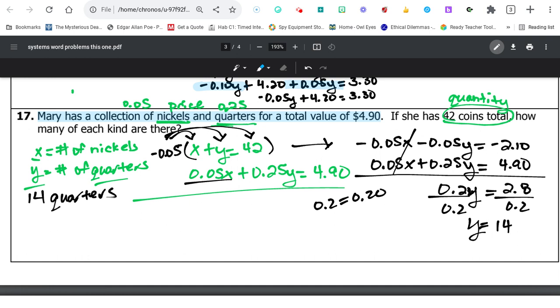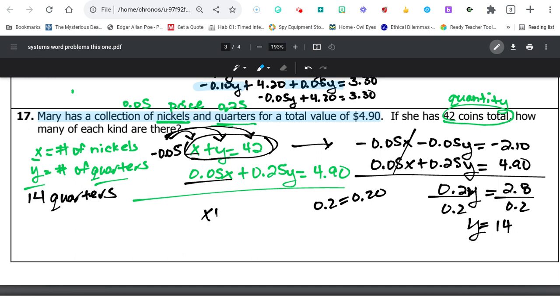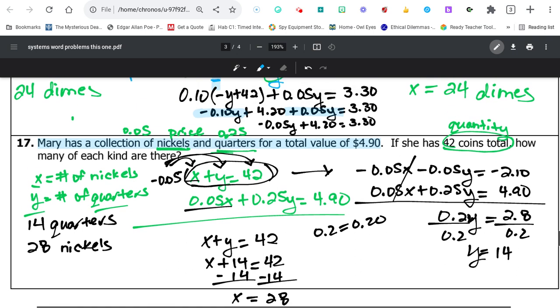I'll be honest, I like elimination better than I do substitution on these decimal problems. And then for the x, I'm going to use this equation. It's simple. x plus y equals 42, and I'm going to change y to 14. x plus 14 equals 42. Subtract 14 from both sides. 42 minus 14. Oh, it's much easier. So 28 nickels. Substitution is a lot of work, okay?